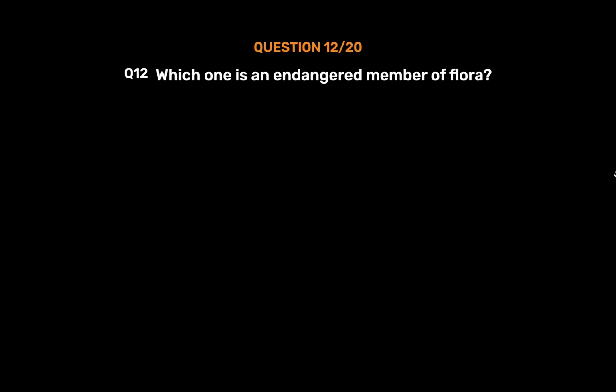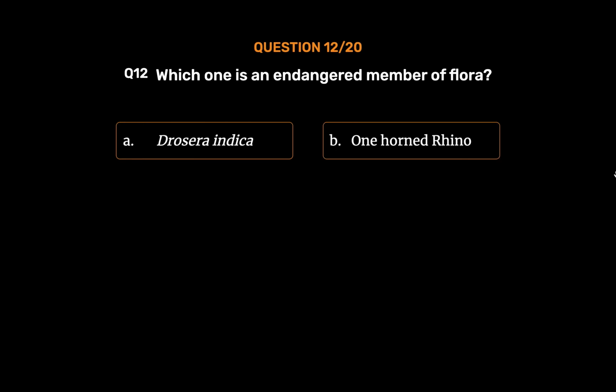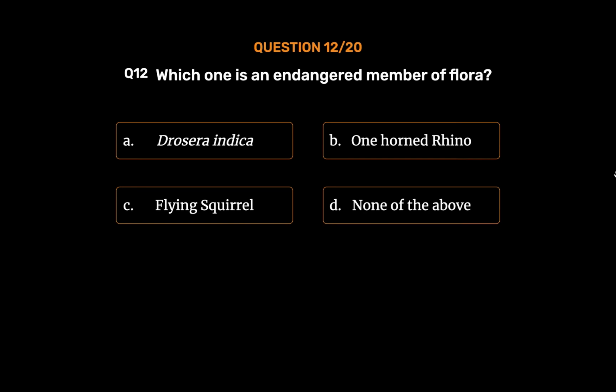Question number 12. Which one is an endangered member of Flora? Option A. Drosera indica. Option B. One-horned rhino. Option C. Flying squirrel. Option D. None of the above. The correct answer is option A.